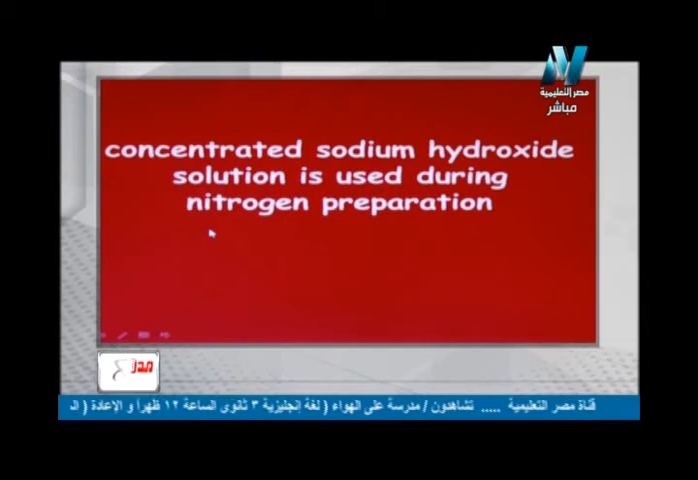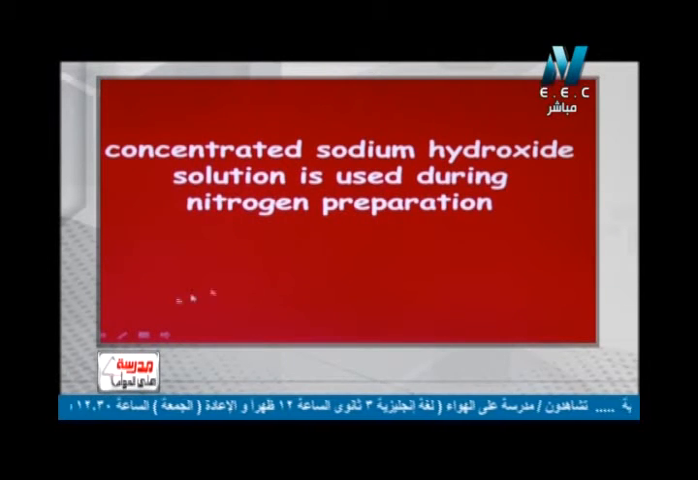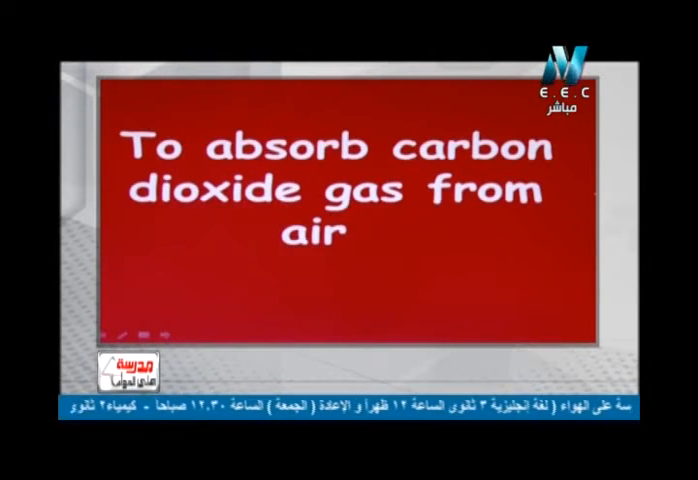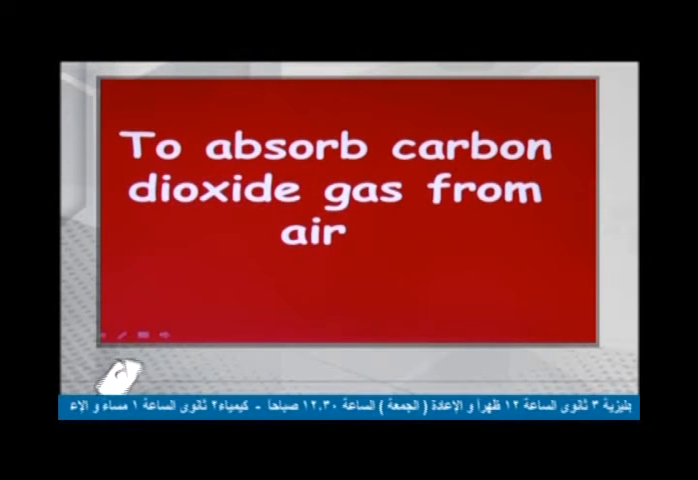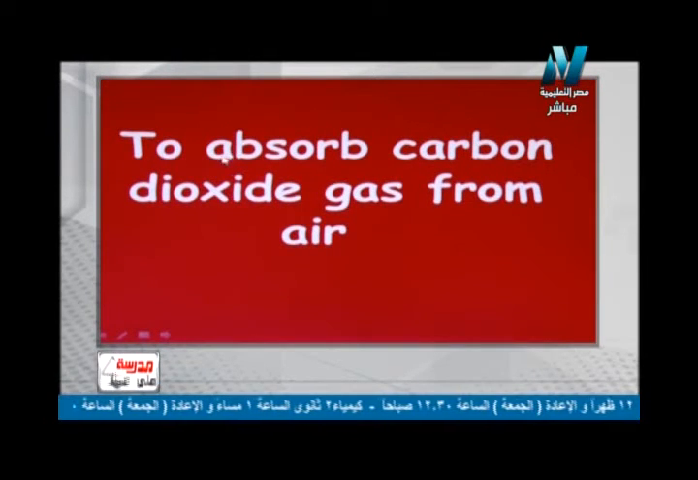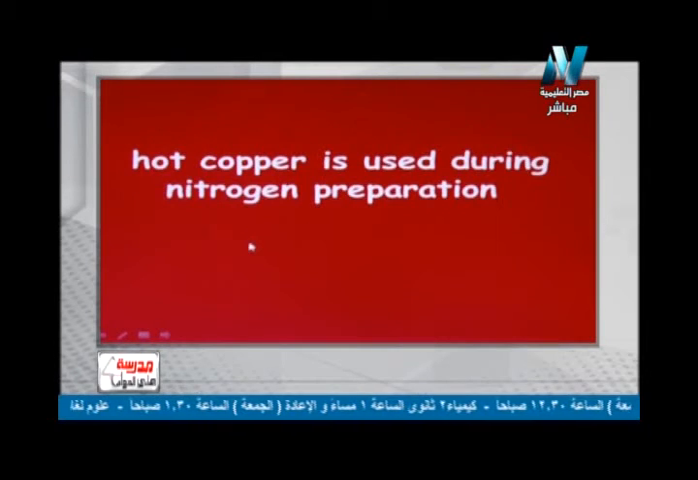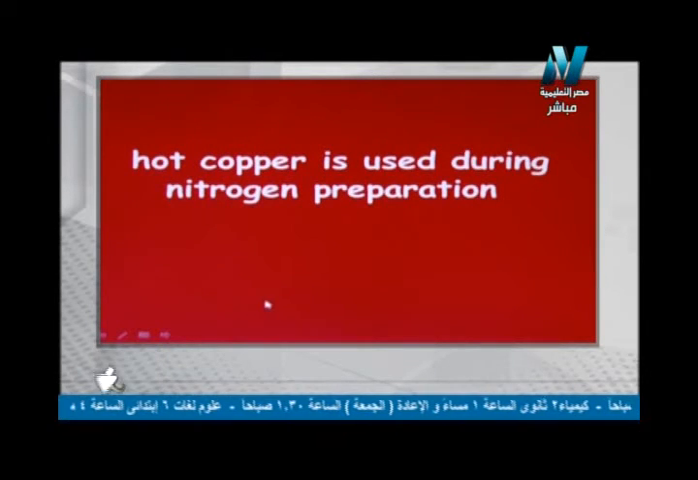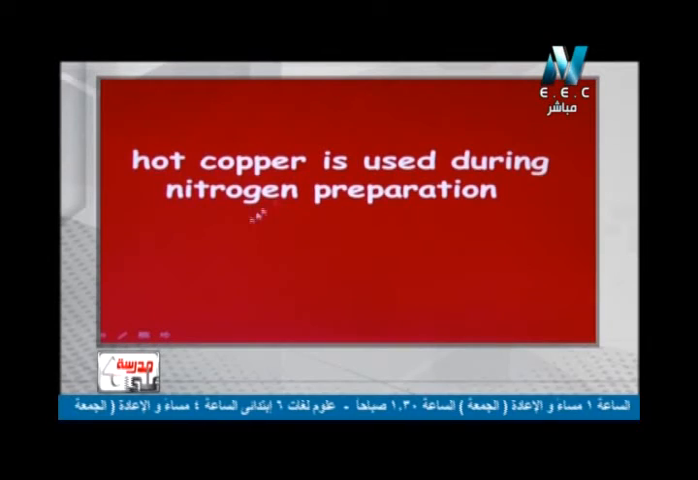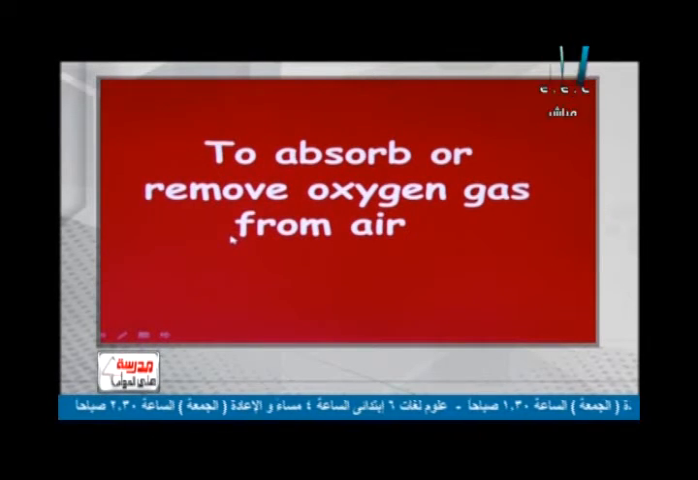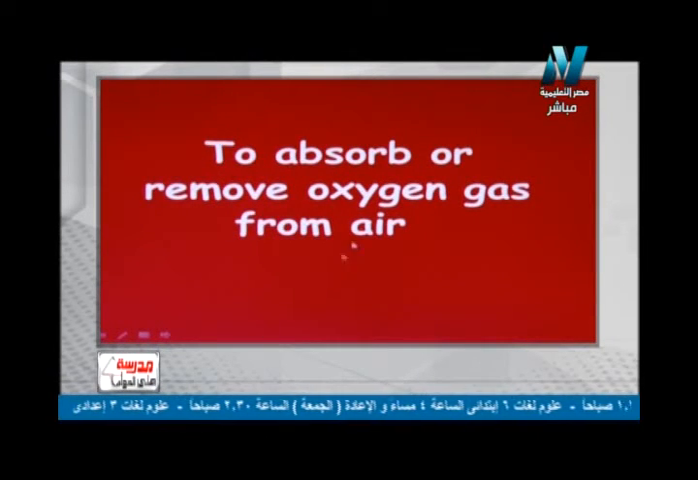Another question. Concentrated sodium hydroxide is used during preparation of nitrogen gas to absorb carbon dioxide gas from air. ليه بستخدم الصوديوم هيدروكسيد؟ عشان يمتص carbon dioxide gas from air. Hot copper is used during nitrogen gas preparation. ليه بستخدم الهوت copper؟ Surely to absorb or remove oxygen gas from air، عشان يشيل الأكسجين gas من الهواء.